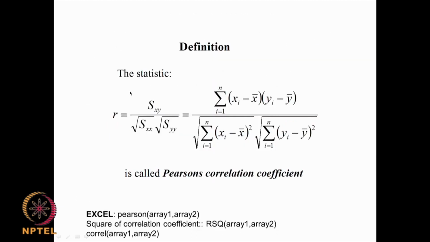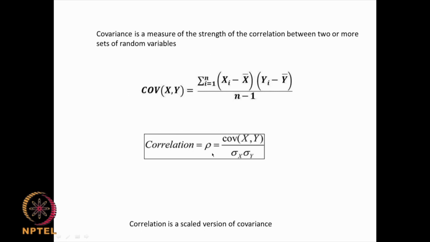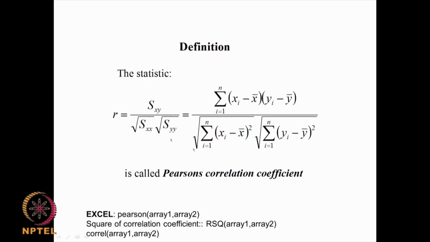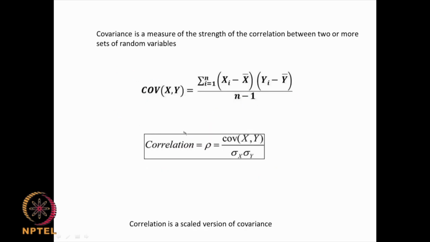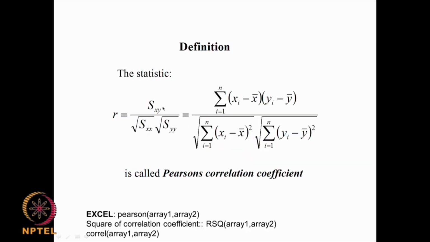Now, this correlation coefficient, as I said, is also called Pearson's correlation coefficient. The covariance of xy is this, and that is also represented as Sxy. Sxy means the summation of (xi minus x bar) multiplied by (yi minus y bar), where x bar is the average of x and y bar is the average of y.